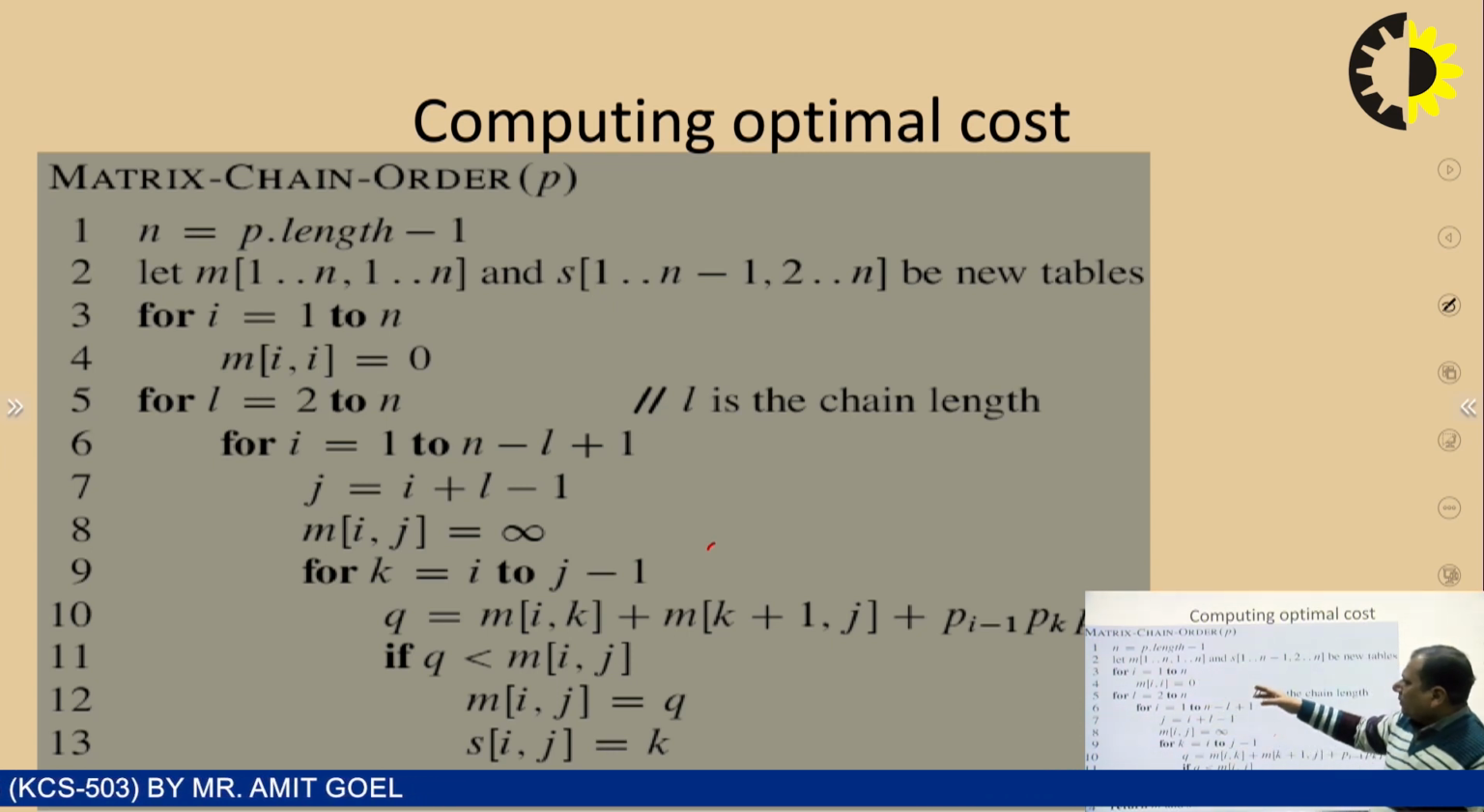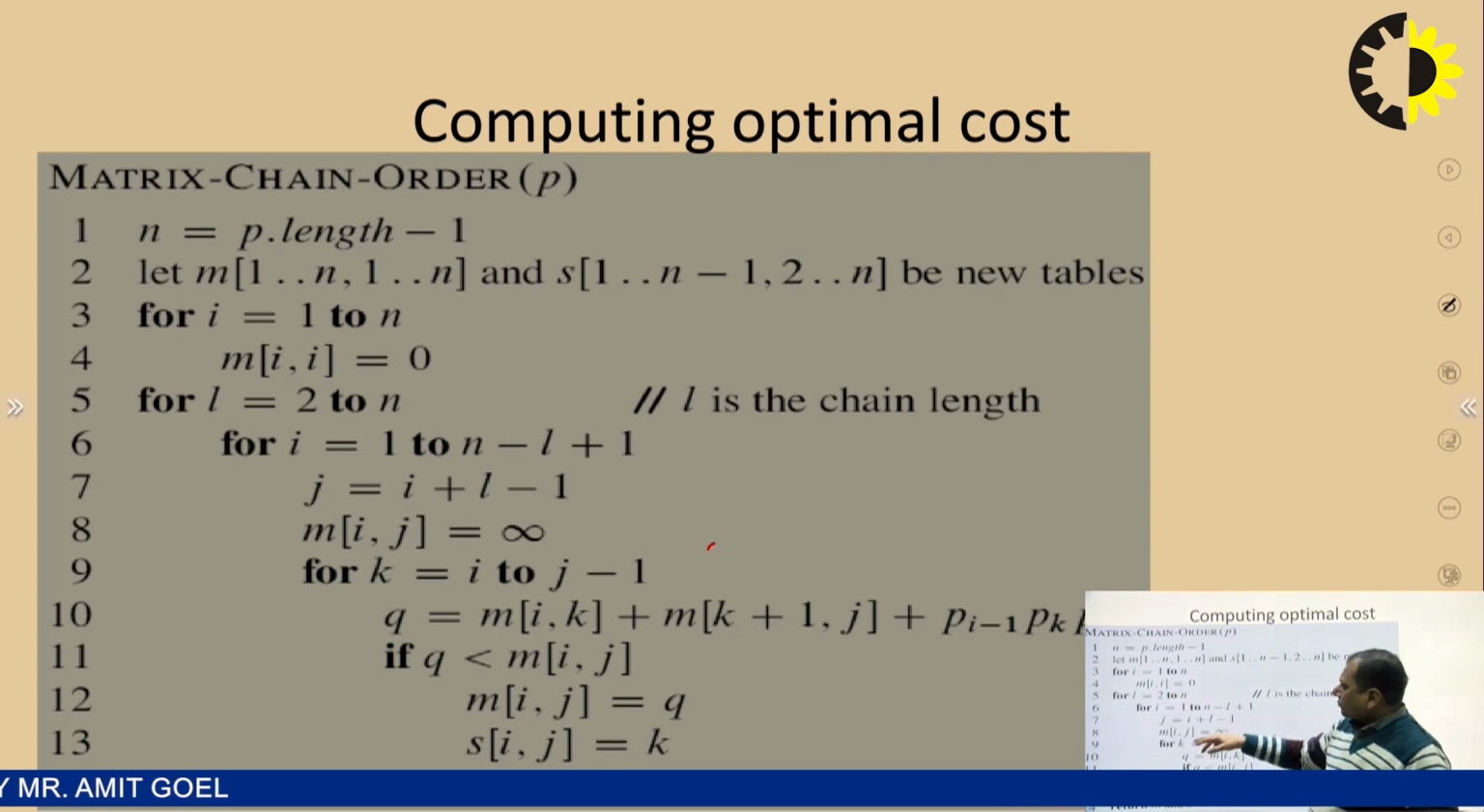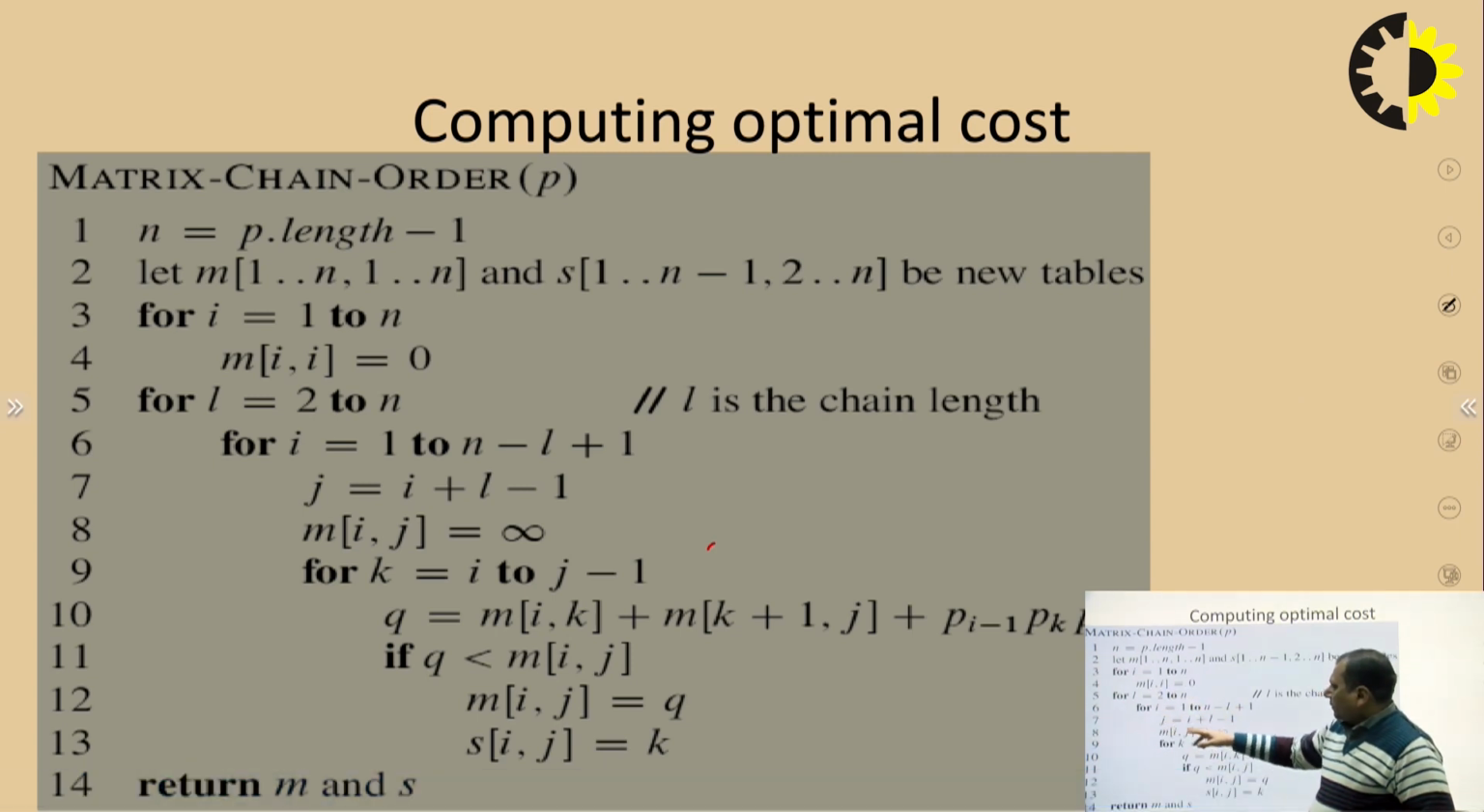For i equals 1 to n, the value of m ii equals 0. For l equals 2 to n, for i equals 1 to n minus l plus 1, j equals i plus l minus 1. Initially we put m i comma j equals infinity. For k equals i to j minus 1, the formula is q equals Mik plus Mk plus 1j plus Pi minus 1 Pk Pj. If q is less than Mij, we will update the values in the matrix. So Mij will be equal to q and Sij equals k, and that algorithm will return the values of m and s.